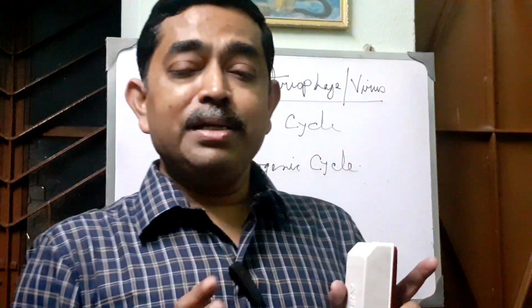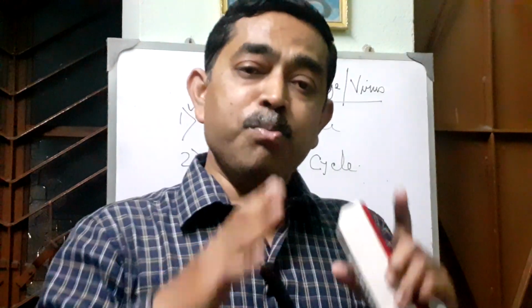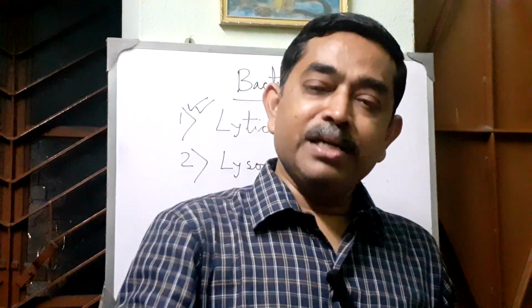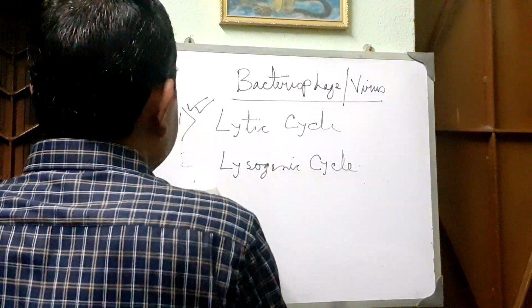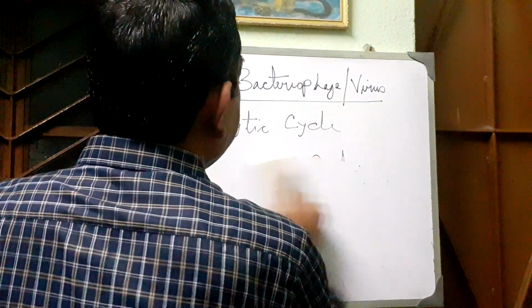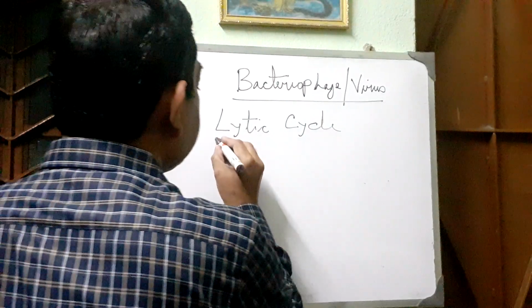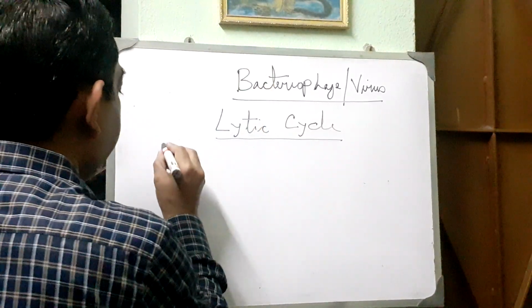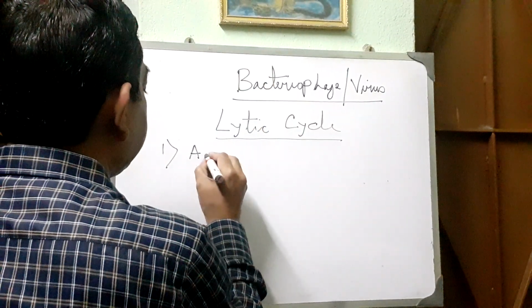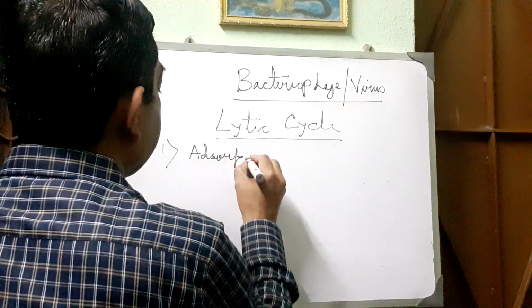By diagrammatic view, I am trying to explain the whole process of the lytic cycle. Lytic cycle means the lysis of the bacterial cell, and the lysogenic cycle is another thing; I will discuss it later. The lytic cycle is generally divided into some steps. The first step is adsorption.